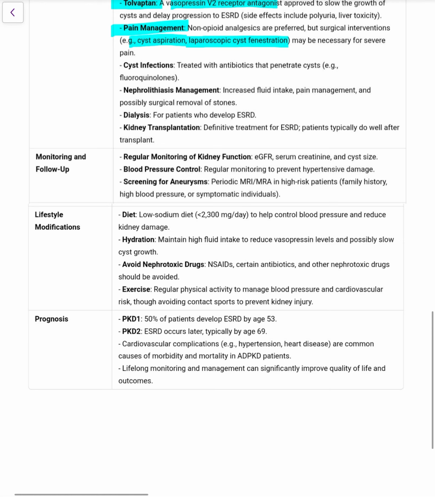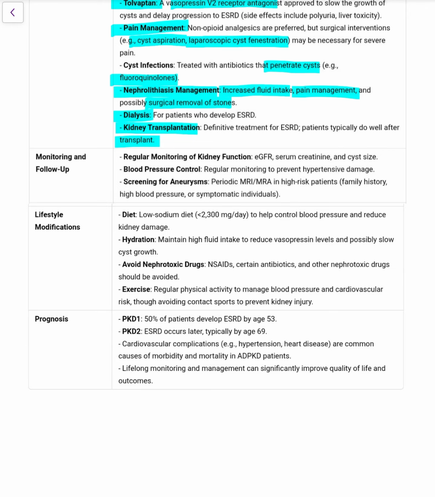For cyst infection, you have to use antibiotics, but only those which penetrate the cyst, for example fluoroquinolones or even cotrimoxazole. Our common antibiotics, penicillins and cephalosporins, are of no use because they are not able to penetrate the cyst. Nephrolithiasis is managed by increasing fluid intake, pain management, and surgical removal of the stones. Dialysis for patients who land in ESRD, and kidney transplantation are the definitive treatment, and patients typically do well after the transplant.